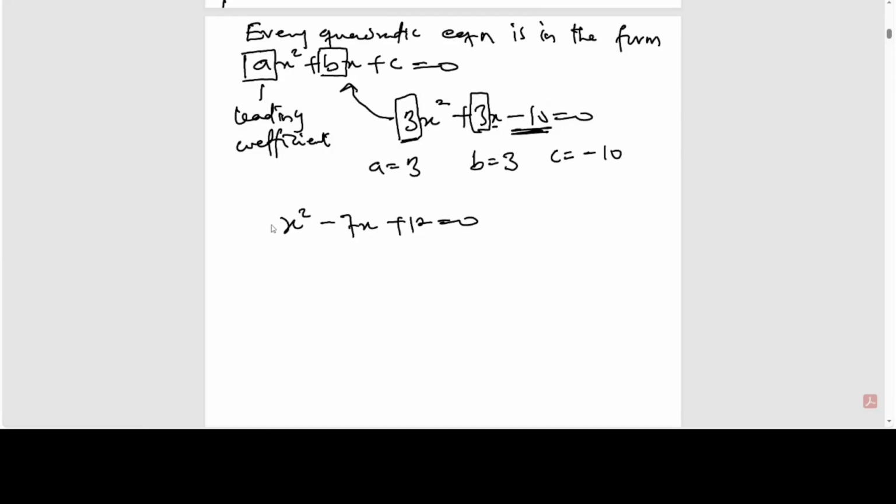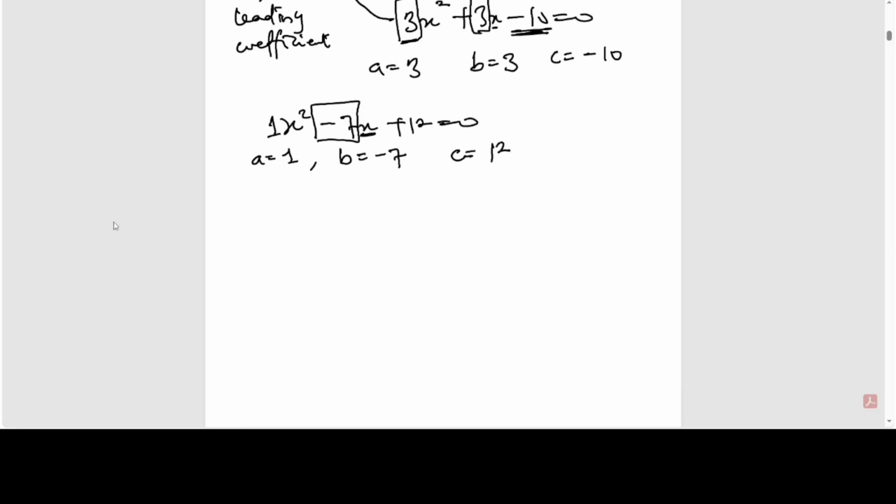Our a is the coefficient of x squared. It is one that is normally not written. So the number multiplying or in front of x squared is a. So over here, our a is equal to 1. B is the number multiplying x, or the number in front of x. So b is negative 7. Don't forget the negative. And c is the constant term, which is 12 for this expression or equation.